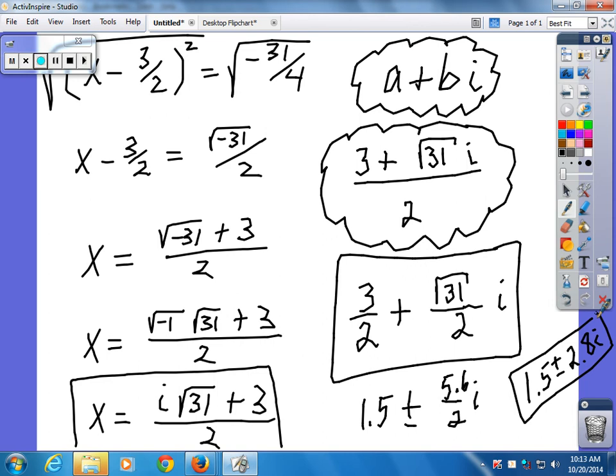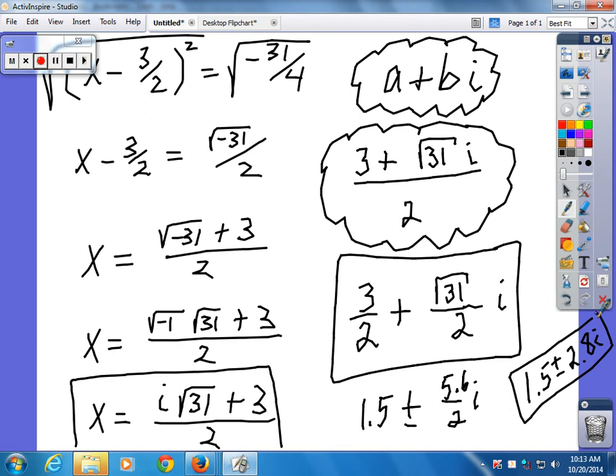I just did 5.6. So it might be 5.58 or whatever, I don't know, but I just did 5.6 so I didn't want to have to deal with decimals. So your answer will be off a little bit from mine. What is the square root of 31? Somebody do it on the calculator. 5.56. Okay, so it is 5.6.